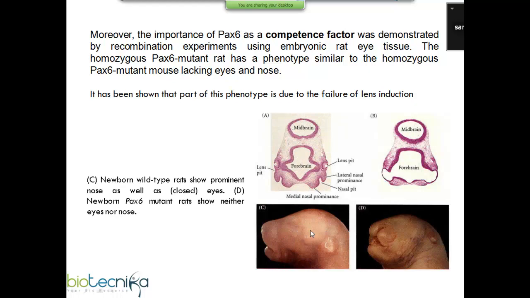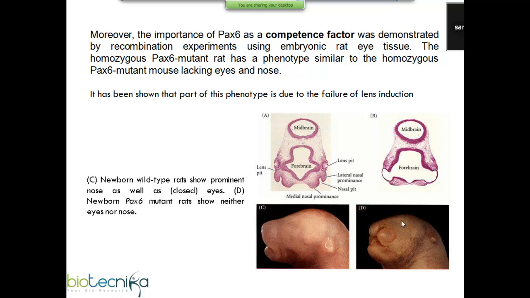So this is your normal mice. It has your lens pit, so it will have your vesicle, all your signal from the ectoderm. So if the signal is there, it can produce your nose and then the eyes. Whereas if it is not there, the PARC cells are mutated, and the baby is not going to have any nose or eyes. So the PARC6 cells are very involved in the signaling process for making your sensory organs.